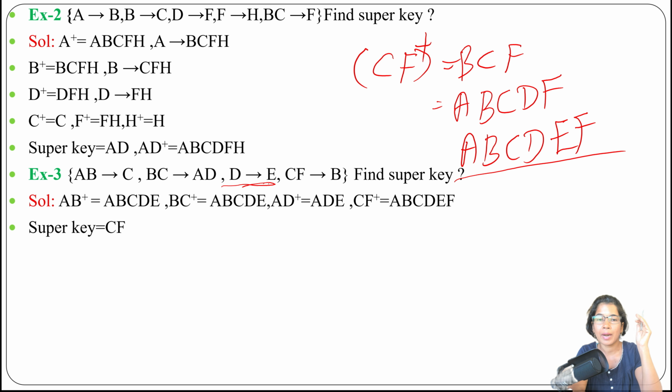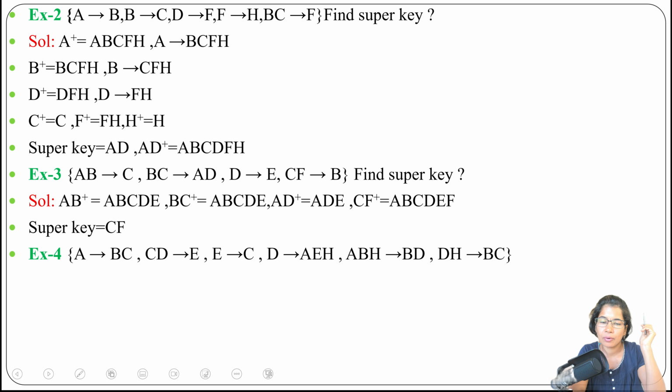If it asks to find the number of super keys, then other than CF there are A, B, D, E. There are 4 non-prime attributes. So 2 power 4 is 16. There can be 16 super keys possible. So all the supersets of the primary key or candidate key are super keys.